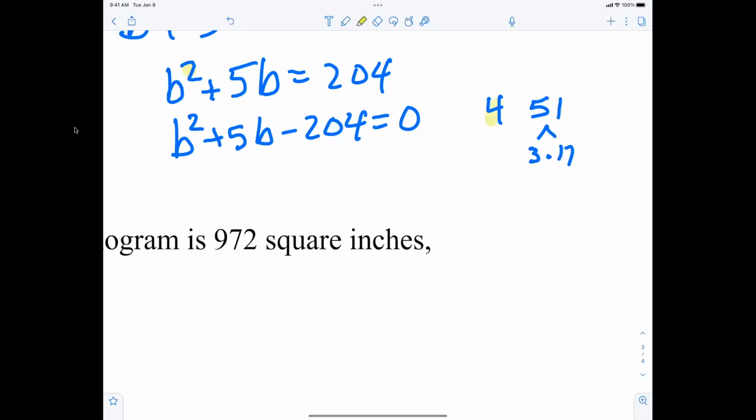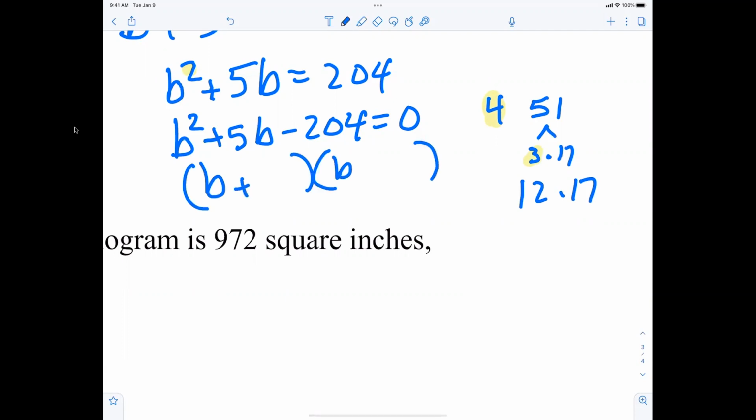Now I can group the 4 and the 3 together. 4 times 3 is what? So now I know 204 is 12 times 17. And then you can see those two factors make the 5. So it's going to be B what and B what? B plus 17 and B minus 12. So then equals 0. So B is equal to either negative 17 or B is equal to 12. Does everybody agree with that?